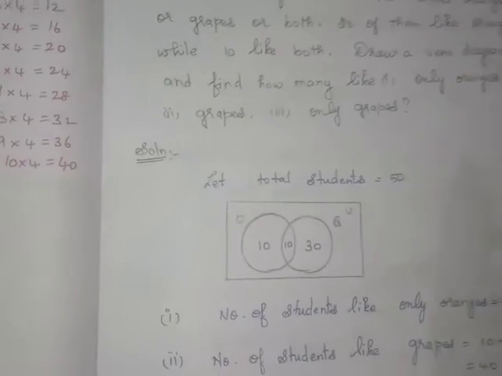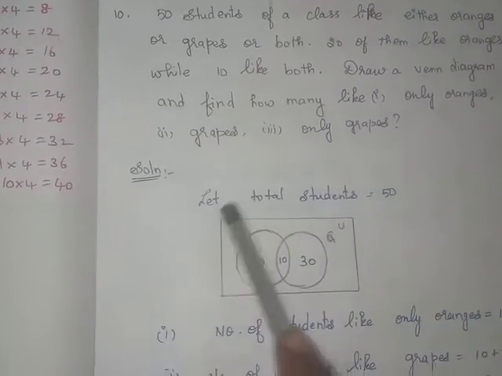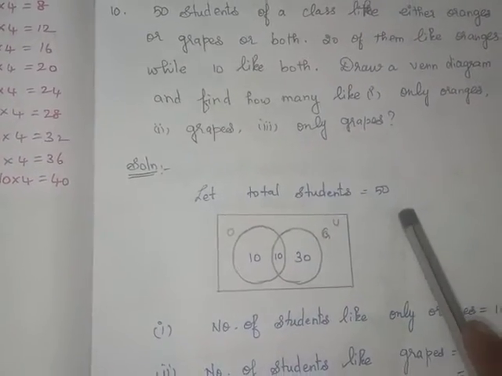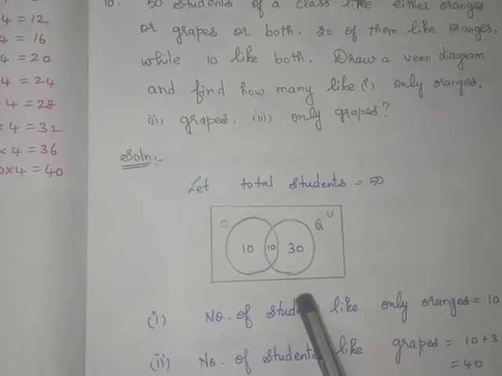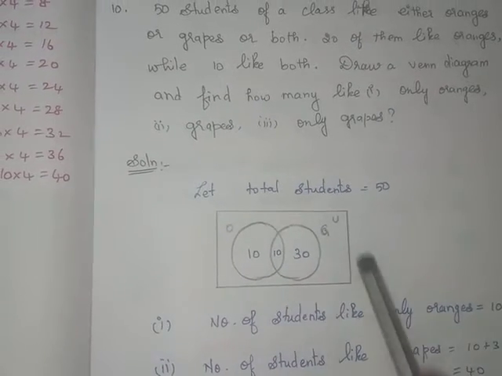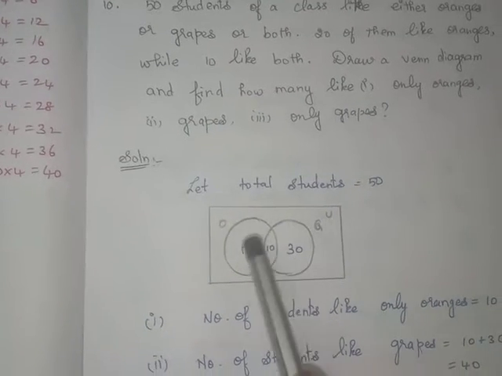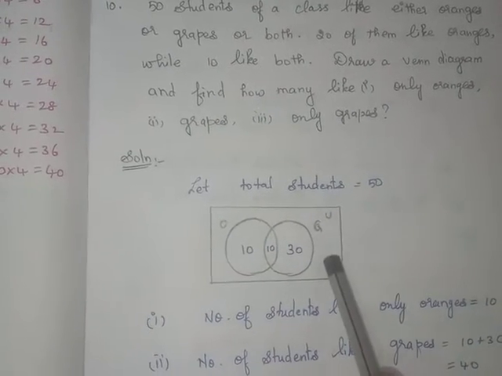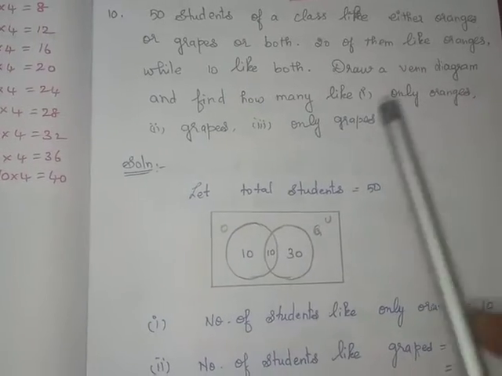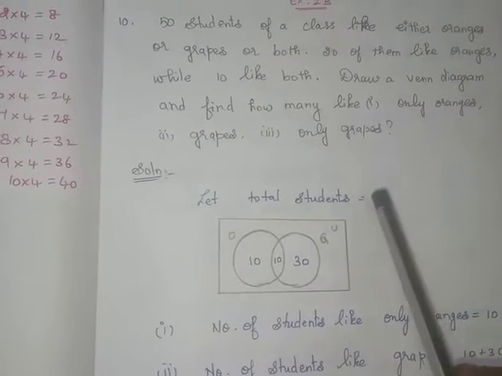Okay, then first of all you take the given: let total students be equal to 50. First you draw the Venn diagram. In the Venn diagram, put the box. It's the universal set. Inside the universal set, first you take the orange set and the grape set. In this, totally 50 students are given.